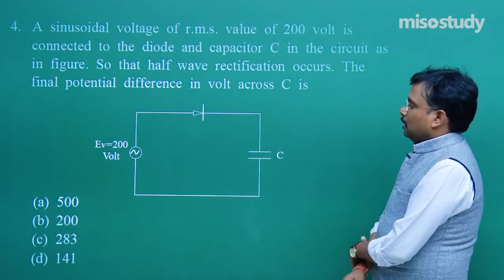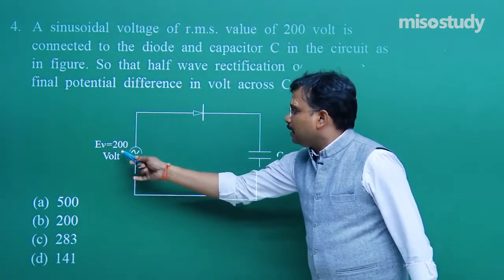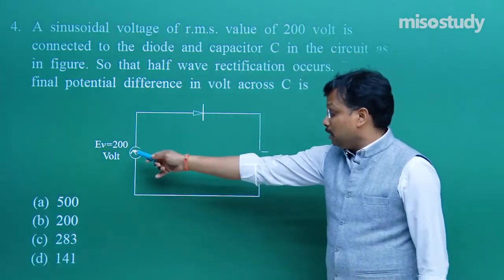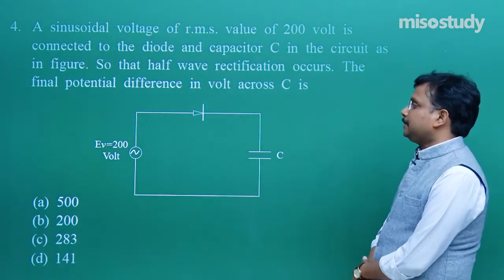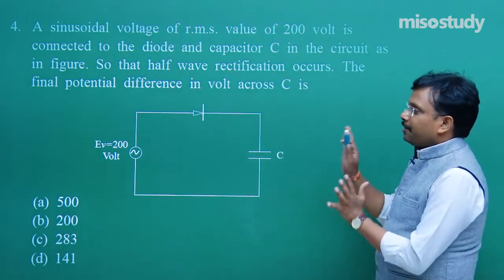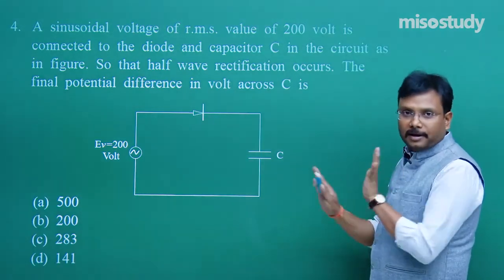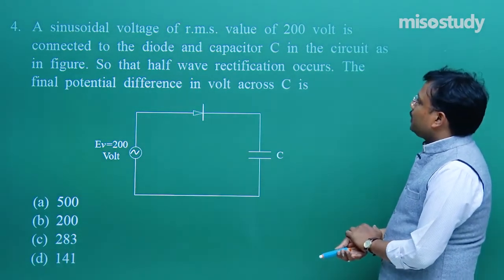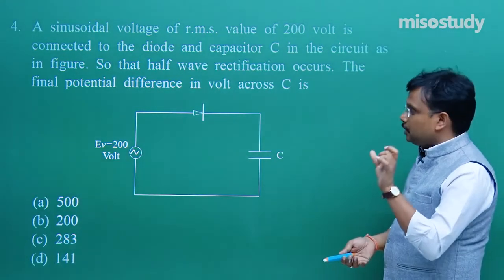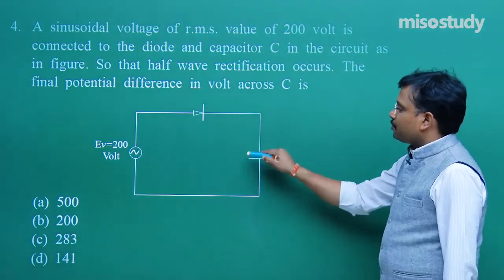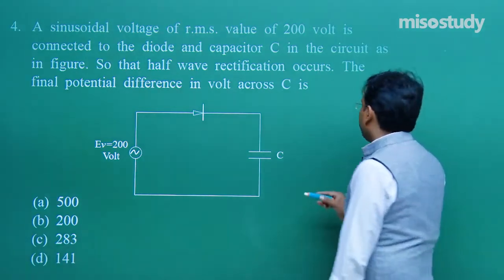Basically, here if you take a look, the RMS value is 200, and you are supposed to find out the peak value. Fine. So a simple formula is required here, nothing else. What we have to find out? Final potential difference, means P.D. in volt across C. Fine. I'm going to write down a basic result. What is that result?